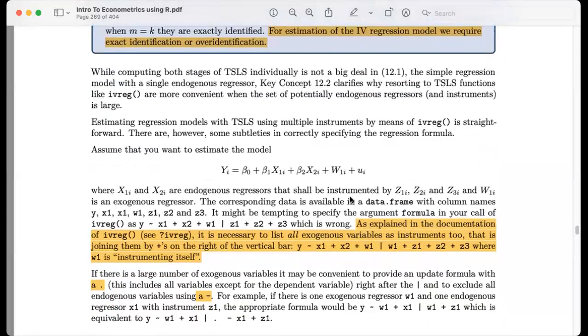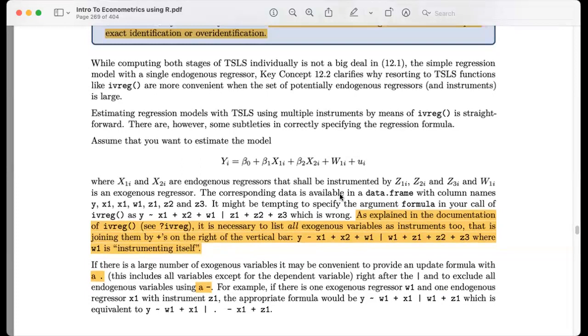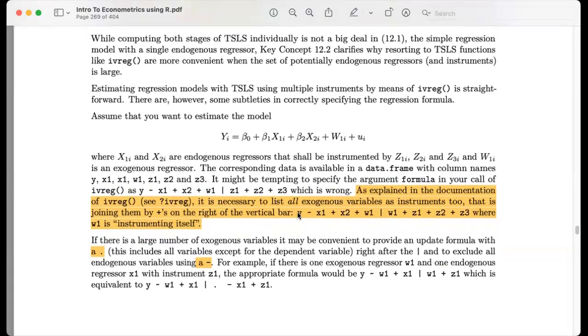So now he's explaining how we could use ivreg to do this. In ivreg, we have our dependent variable, the regressors, and the exogenous variable. We'll consider the exogenous variable as an additional instrument, in a sense. So this is how our equation will look in R: the dependent variable, the endogenous regressors, the exogenous one, and then, given the exogenous, the instruments.